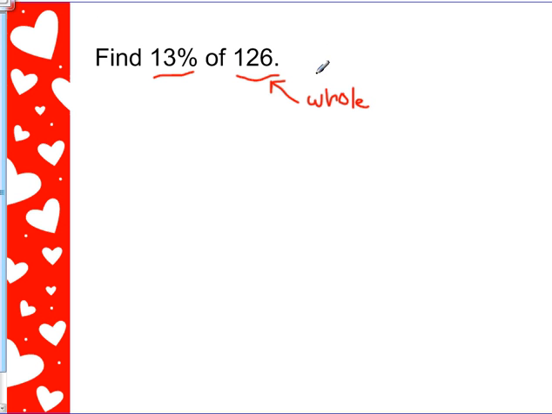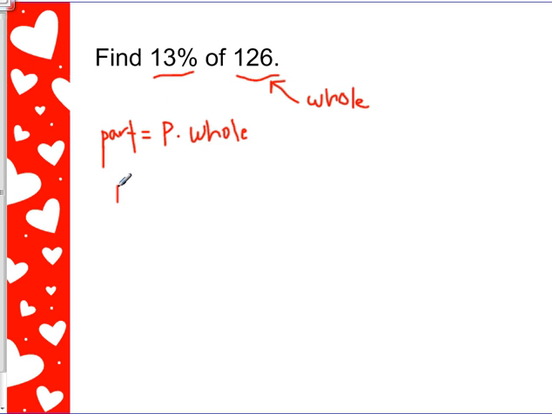So we're going to need to set up an equation. And this equation basically means that our part equals the percent times the whole. All right, and with this idea, we can actually solve some things.